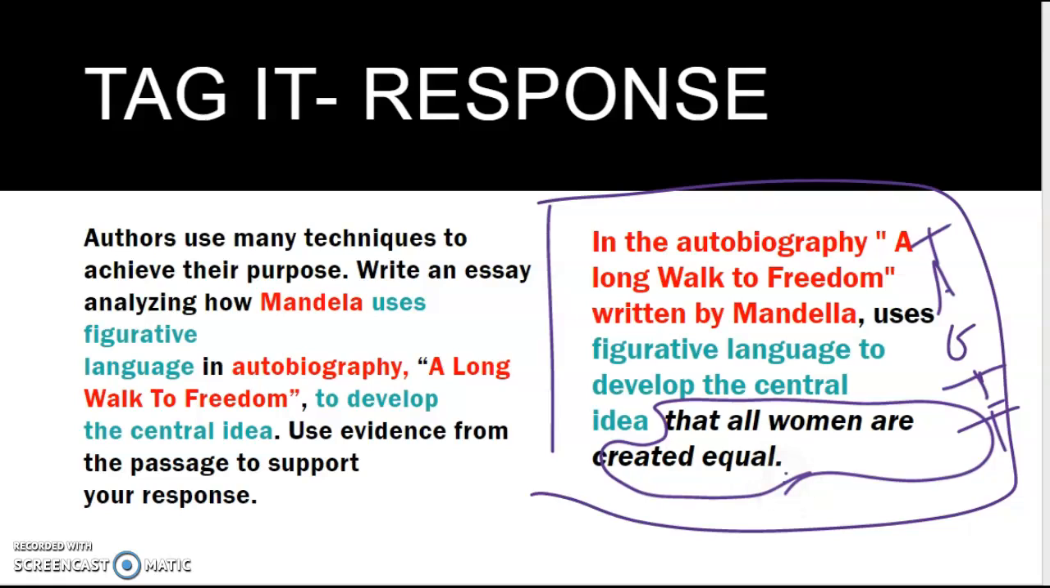Notice that it's broad. My answer is broad, that all women are equal, because I can write a whole paragraph or multiple paragraphs about this idea. So it needs to be a broad thought.